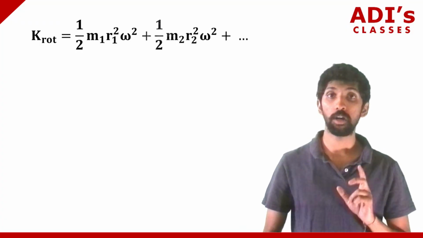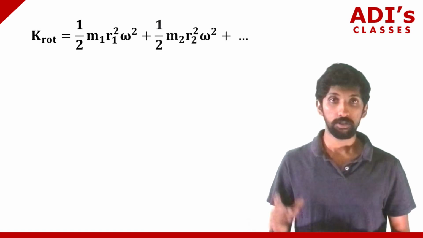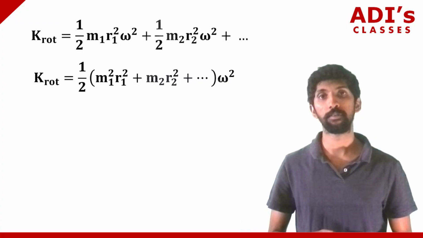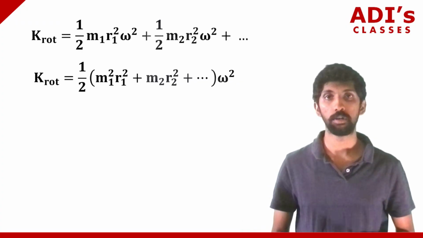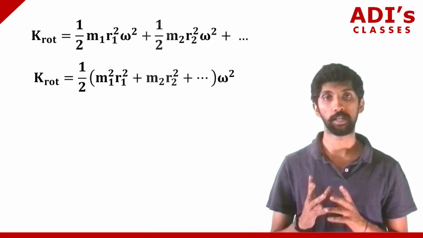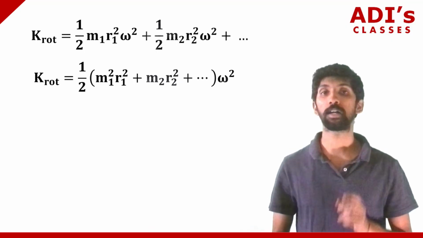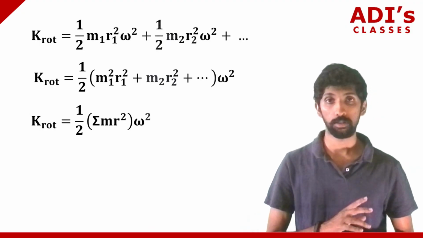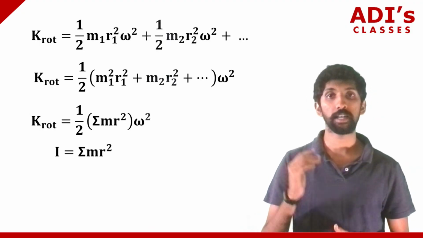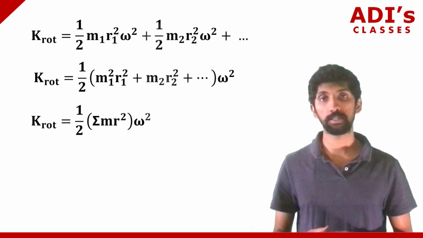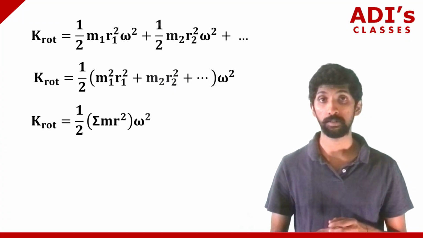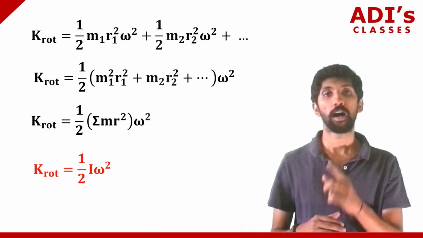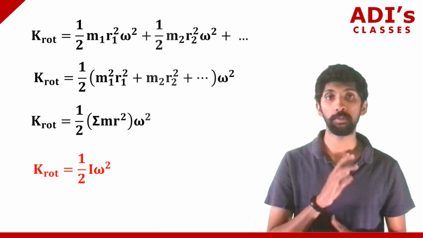So what is the total rotational kinetic energy? We have to add the kinetic energy of all these particles, correct? So we will have K rotational equal to half m1 r1 square omega square plus half m2 r2 square omega square plus so on and so forth. If you take omega square common, and half also, we'll get half into (m1 r1 square plus m2 r2 square plus m3 r3 square, and so on) into omega square. You can write this as half sigma m r square omega square.